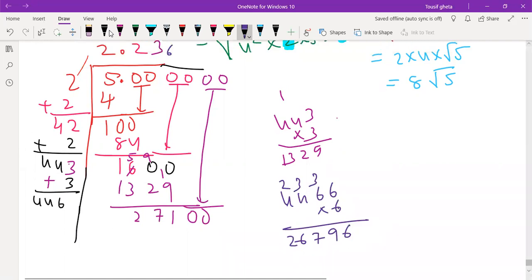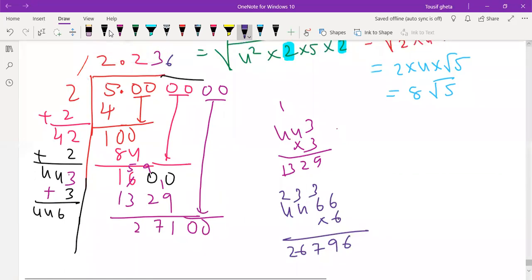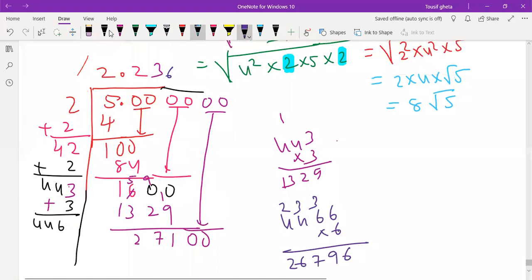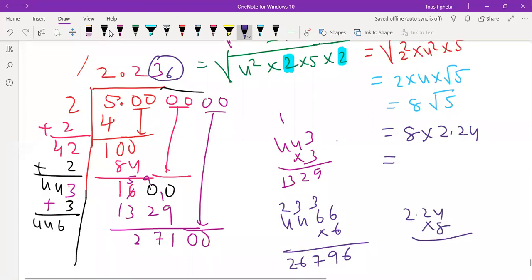We wrote here 6. So we got the answer 2.236, which can be written as 8 into 2.24. As this 36 is there, so we can write as 4. So multiply 8 into 2.24, you will get 8 4s are 32, 8 2s are 16, 19, 8 2s are 16, 17. 17.92 centimeters square. This is the third part.